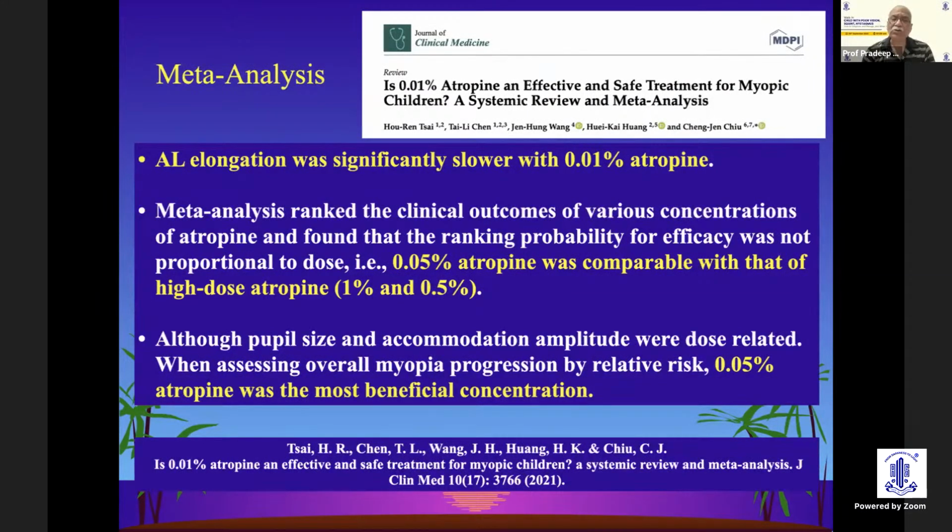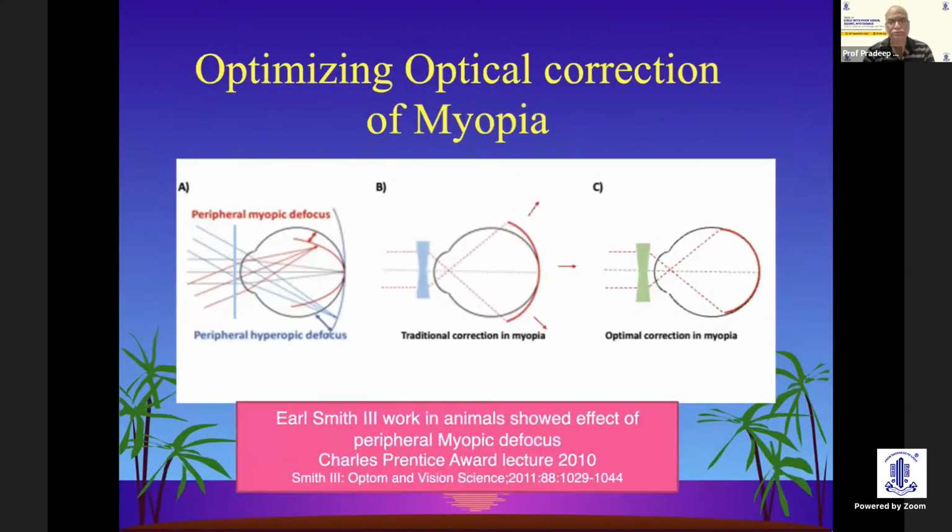The meta-analyses have shown that AL elongation was significantly lower even with 0.01% atropine, and 0.05% was comparable with the higher doses of atropine. The pupil size and accommodation amplitude were dose related, more so with 0.05% than with 0.01%.